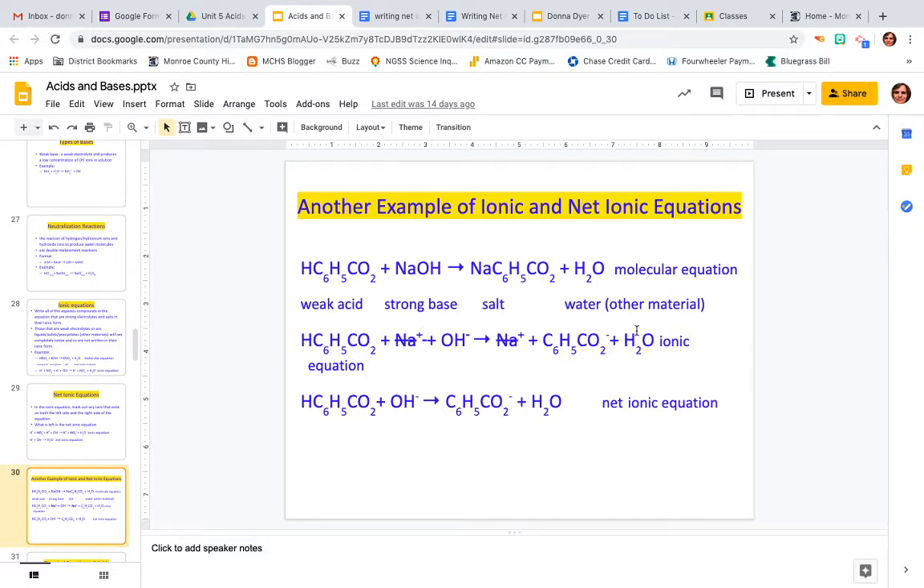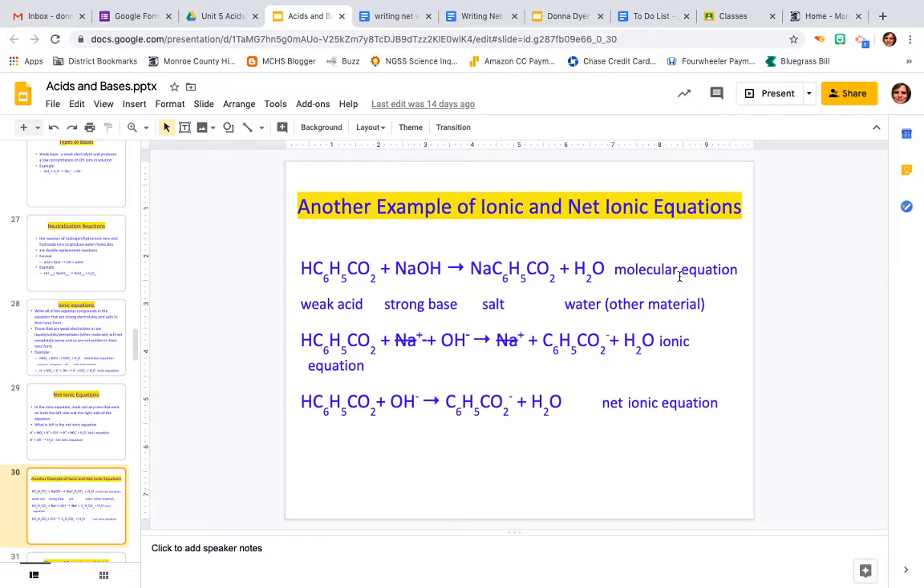And then notice what I have done here. I have already marked out the spectator ions. Again, we do have an Na plus on both sides of the arrow, so those mark out, but that's the only one that marks out. So what's left after we mark out the spectator ions? HC6H5CO2 plus OH minus on the left. And then on the right, what's left is C6H5CO2 minus plus H2O. And this would be the net ionic equation for this reaction.